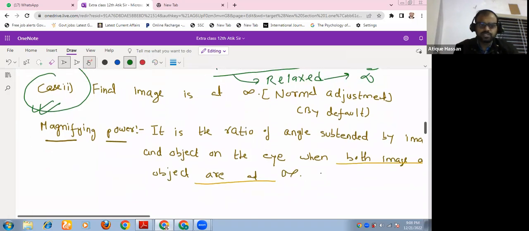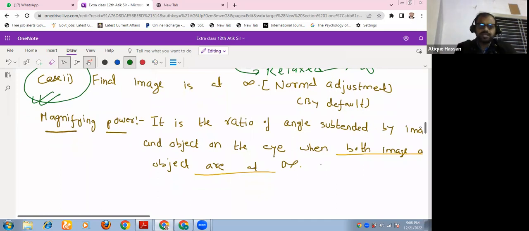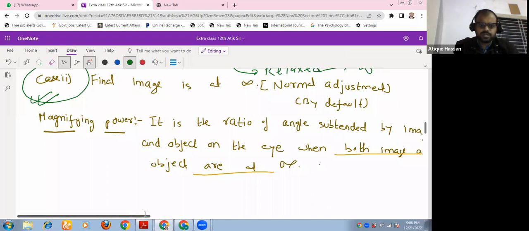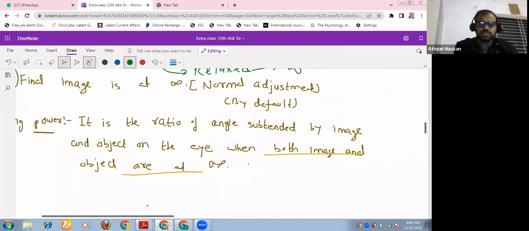Now coming to case 2, that is final image at infinity. In this case, what will be the magnifying power? It will be the ratio of the angle subtended by the image and the object when both are at infinity, right? Here the final image is also at infinity. So it is the ratio of the angle subtended by the image and the object when both are at infinity.